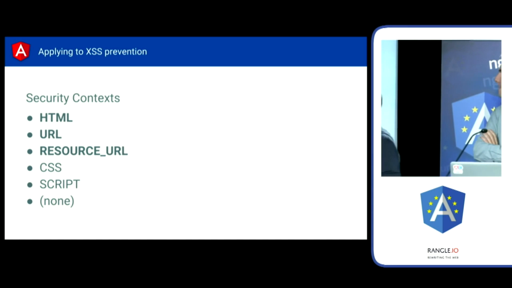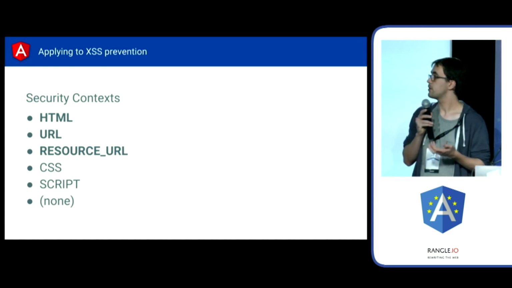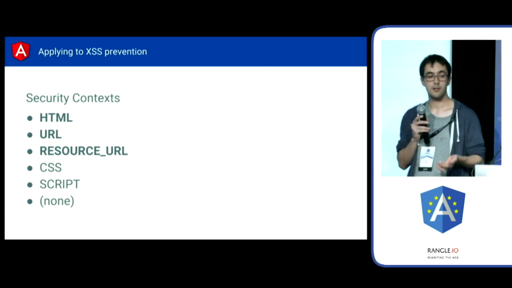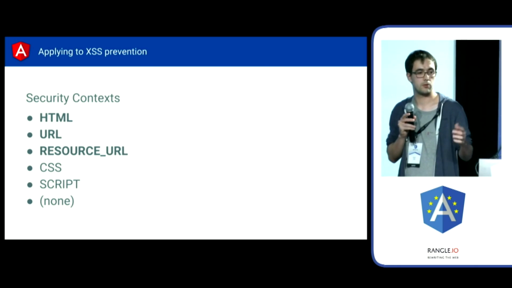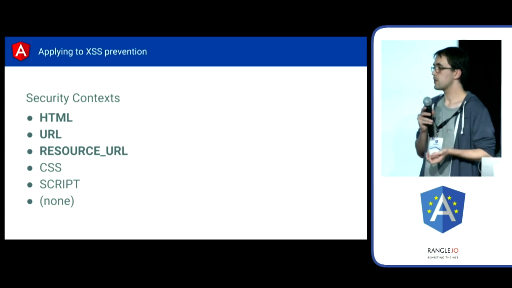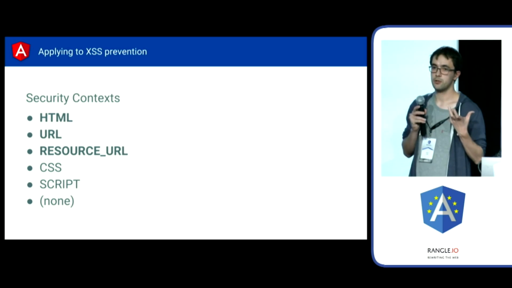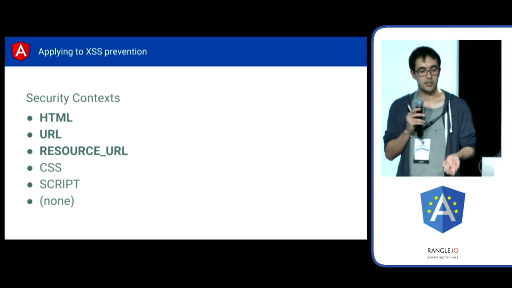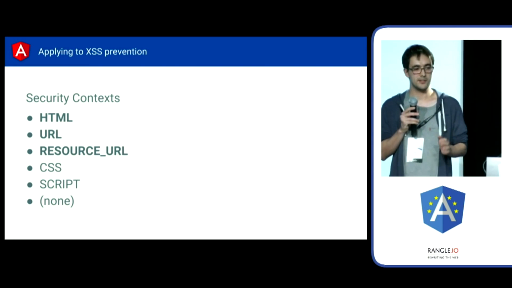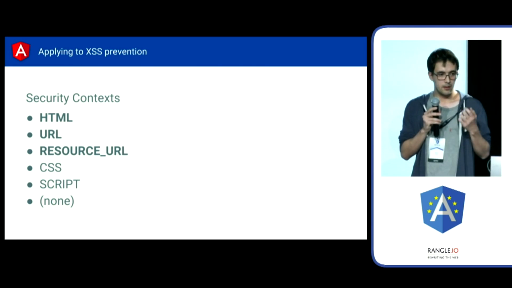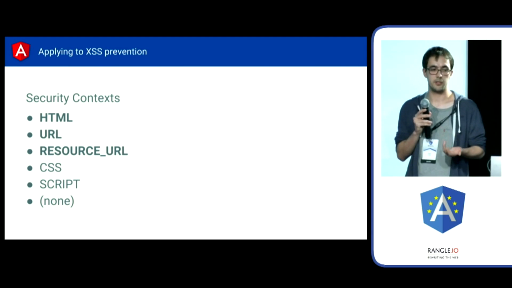So, very quickly, I hinted at this in the first examples. We have context. We have HTML, we have CSS, we have script, we have no context, and URL, resource URL. Think of those as types. Those are what your bindings will actually bind. In HTML context, we want to sanitize. In URL context, we want to remove bad URLs and keep the other ones. So HTML, CSS, script, and no security attached are fairly obvious.